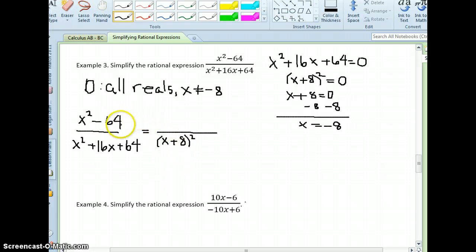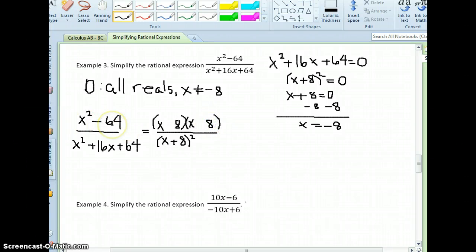Alright, now let's look at the numerator. This is probably one of the easier ones for people to remember. It's always easier for me to remember it. The difference of squares. So go ahead and write your 2 sets of parentheses. The first term is the square root of the first term in the quadratic. The second term is the square root of this second term here. So square root of 64 is 8 and 8.